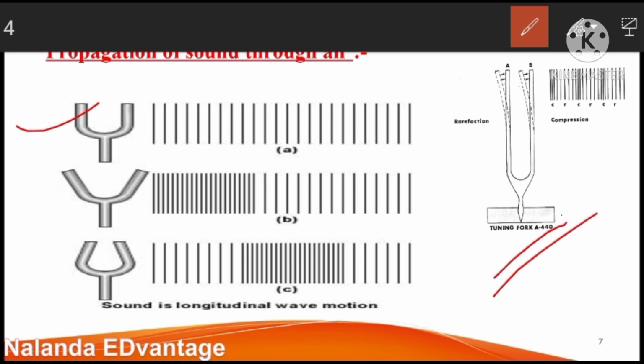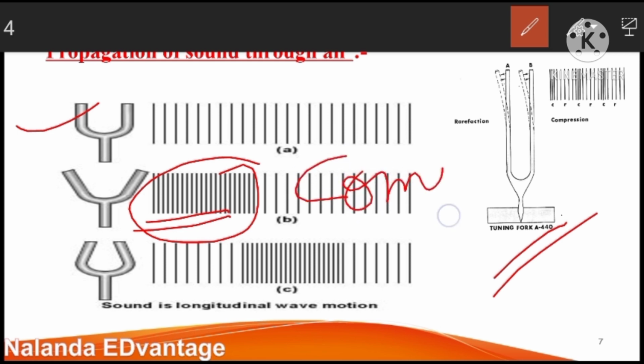Now when a vibrating object moves forward, it pushes and compresses the air in front of it. As a result, it creates a zone of high pressure, which is known as compressions. Now these compressions move away from the vibrating object. They will move further away.